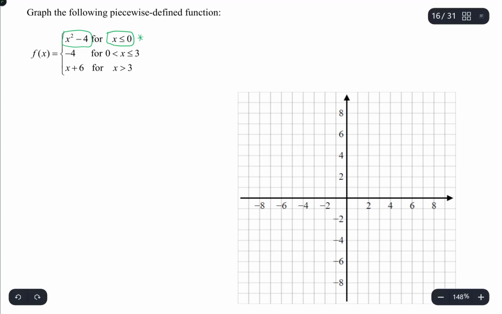So the domain of this function, x squared minus 4, is restricted to where x is less than or equal to 0. So on the x-axis, because x is less than or equal to 0, I'm going to draw in what that looks like. So that's effectively that right there.